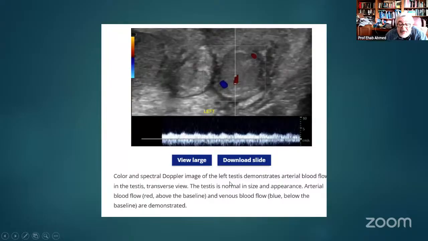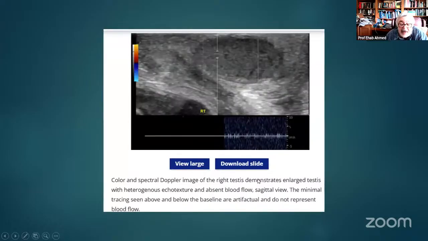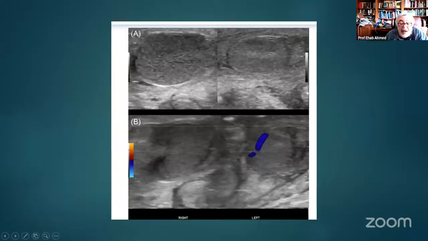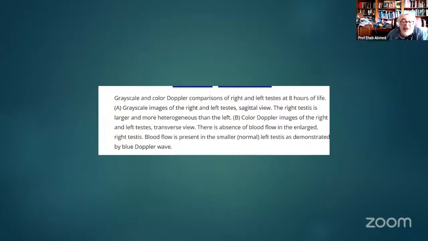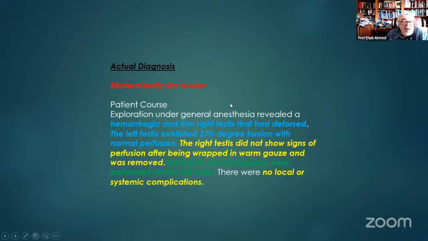And the left testis showed arterial blood flow in the testis. The testis is normal in size and appearance, with arterial blood flow and venous blood flow below. So one of the testicles by ultrasound was abnormal, the other one looked normal, but what happened in the OR was astonishing. This baby has bilateral testicular torsion. It's a very unpleasant surprise.